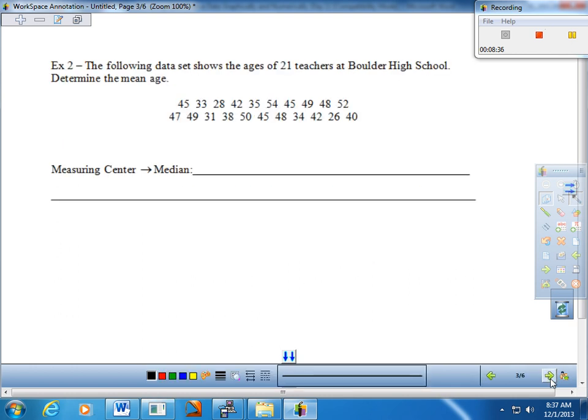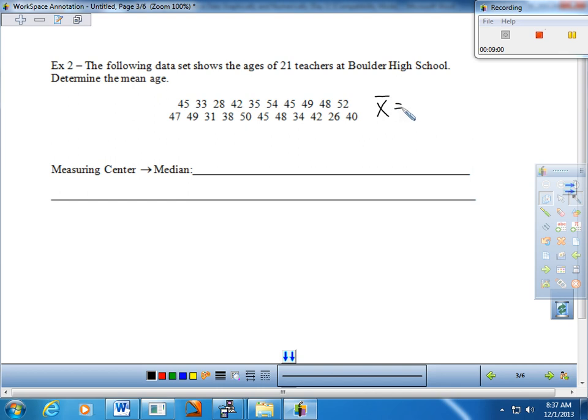Let's go ahead and maybe do one more here as well. So I did a quick poll of 21 teachers in Boulder High School, and so these are their ages, so 21 different data points in this set, and determine the mean age. Again, not that big of a deal here. So what we want to do is add them all up. I'll do the same thing. I know you can add them all up and divide by however many, so not too concerned about that piece.